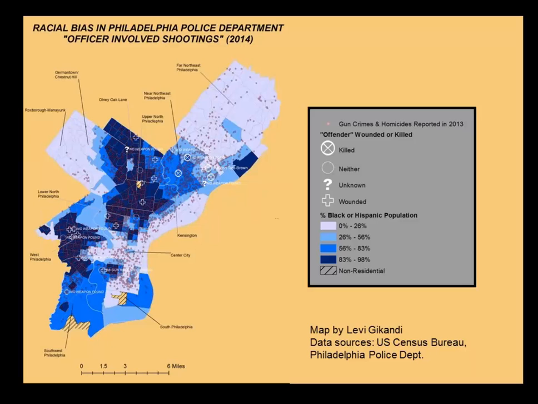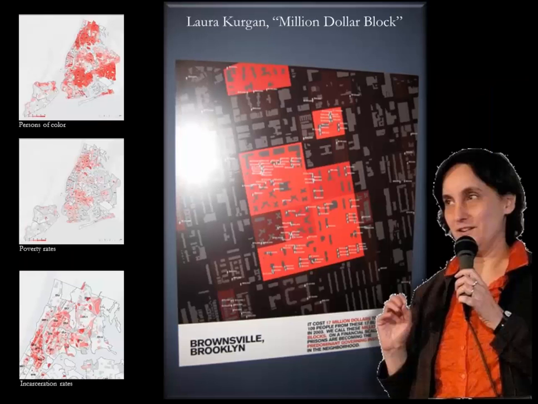Again, I think it's really important to meet students where they are and let them find data so that they can make propositions. Last map of a hero of mine, Laura Kurgan, who with the Social Justice Mapping Center at Columbia and some colleagues up there made what I think are one of the most profound sets of maps that were on display at the Museum of Modern Art called the Million Dollar Block Map.